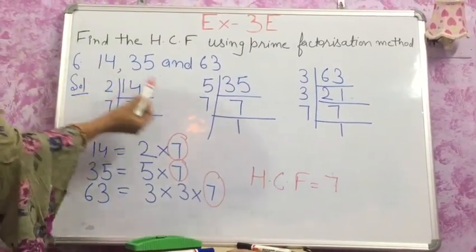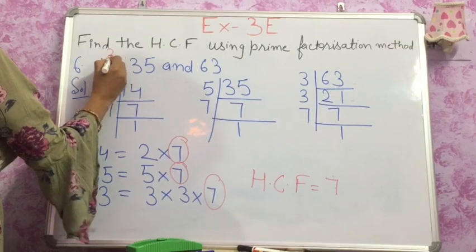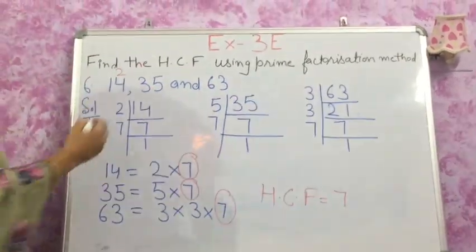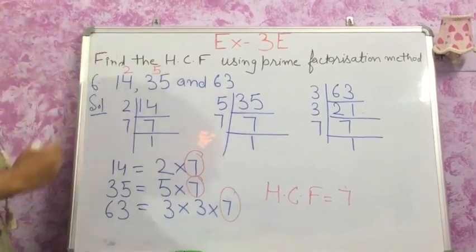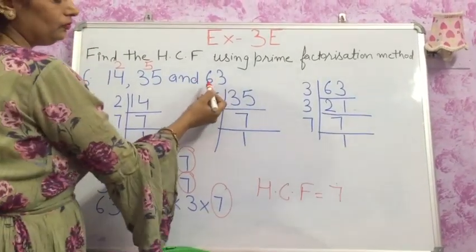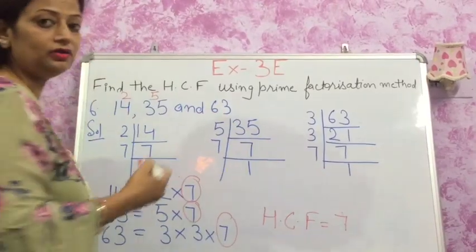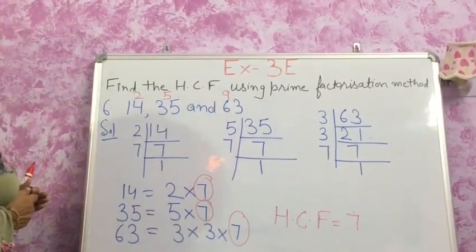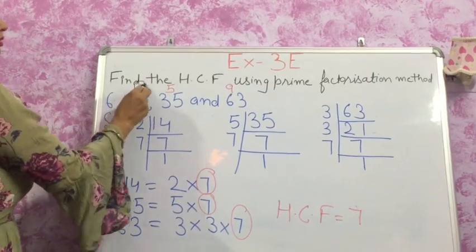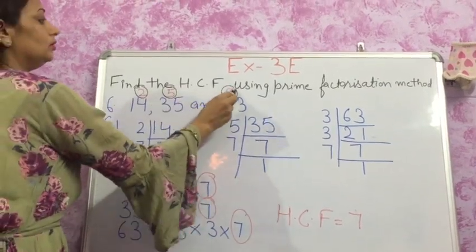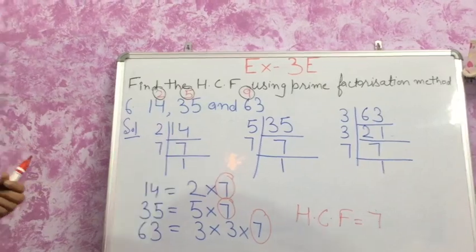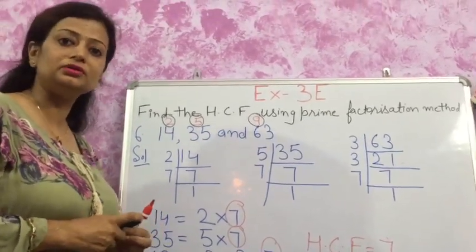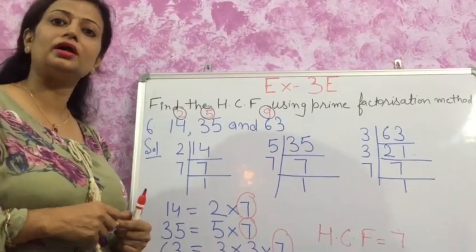When we divide 14 by 7, we get 2. When we divide 35 by 7, we get 5. When we divide 63 by 7, we get 9. So these 2, 5 and 9 are the reduced terms. There is no other table in which these numbers are divisible. This way we can check our sums.